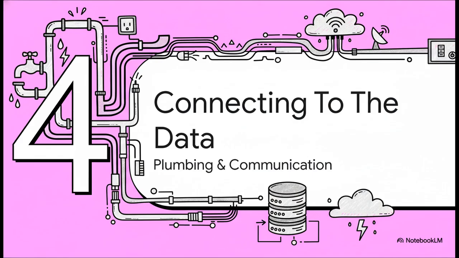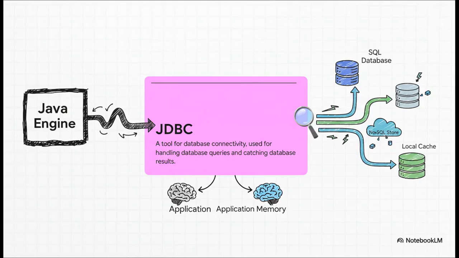But a house is pretty useless without plumbing for water or wires for electricity, right? Same for an app. It's useless if it can't connect to its data or to the internet. And that's what this next batch of tools is all about. The main tool for the job here is something called JDBC.